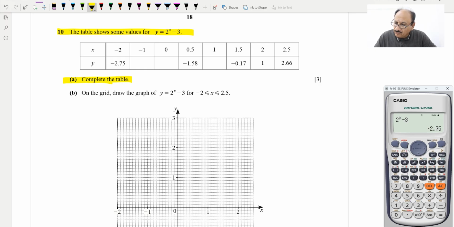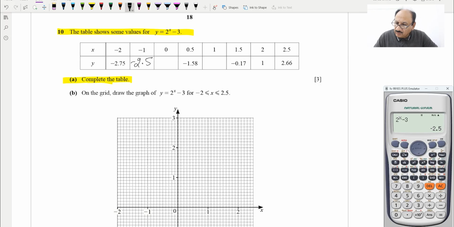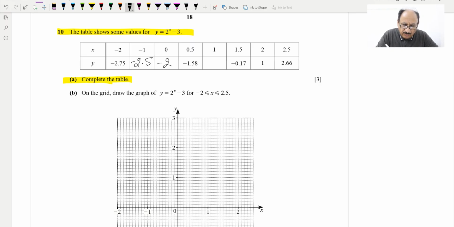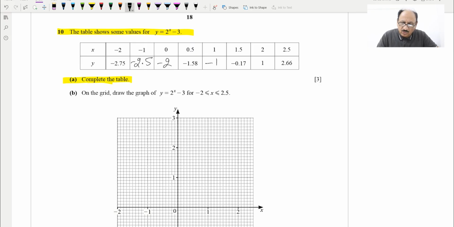Now we can calculate for minus 1. So calculate for x is equal to minus 1, and it gives us the answer minus 2.5. So our answer will be minus 2.5 over here. Then we will calculate for 0. So calculate for x is equal to 0. It gives us minus 2. So this value will be minus 2. Then we will calculate for 1. So calculate for x is equal to 1. It gives minus 1. This is how easily you can complete the table. And after that, this is done. So these 3 marks are done.